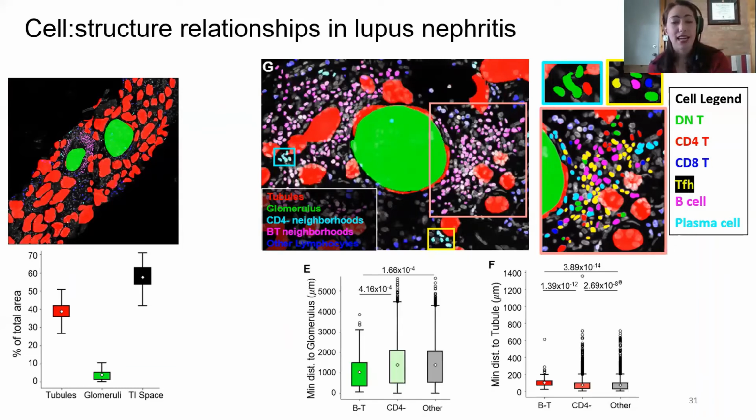And so what we find is that these large BT neighborhoods are often surrounding the glomeruli. And so they're significantly closer to the glomeruli than the CD4 negative neighborhoods, as well as all other detected neighborhoods. And the converse is true with the distance to tubules. So the BT neighborhoods are farther from tubules than the CD4 negative neighborhoods. So those outcome associated neighborhoods are really lying within that tubulo-interstitial space.